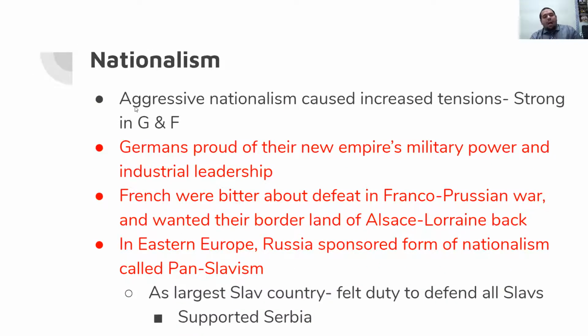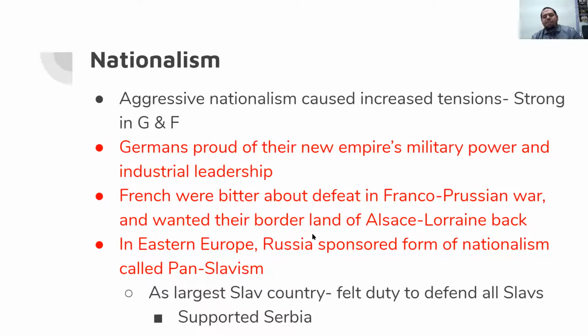Nationalism, like I said. Aggressive nationalism caused increased tensions, and they were strong in Germany and France. Germans were proud of their new empire's military power and industrial leadership. France, as we know, was bitter about their defeat in the Franco-Prussian War, and they wanted their borderland of Alsace-Lorraine back. I think it's enriched with coal. And it's on the borderland in between France and Germany. And Germany took that from them.